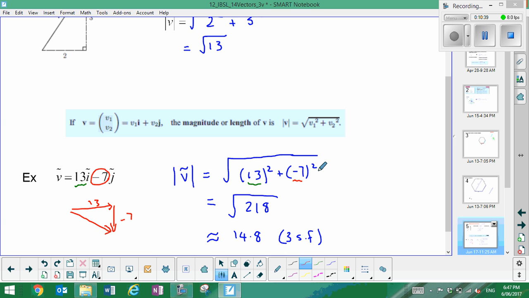So 13 squared plus minus 7 all squared gives us the square root of 218. That's the exact value, or to three significant figures, if we round it, it's approximately equal to 14.8.